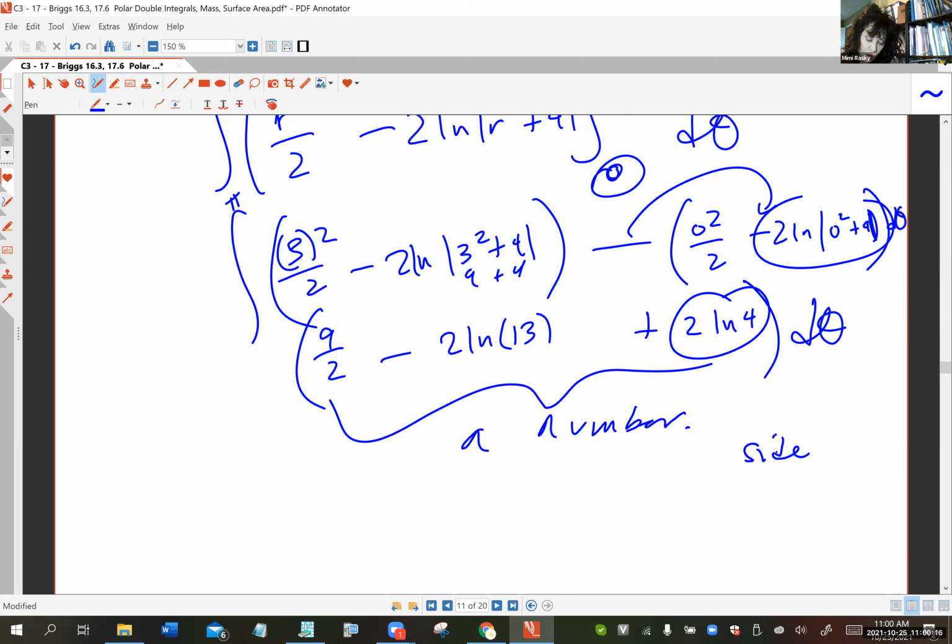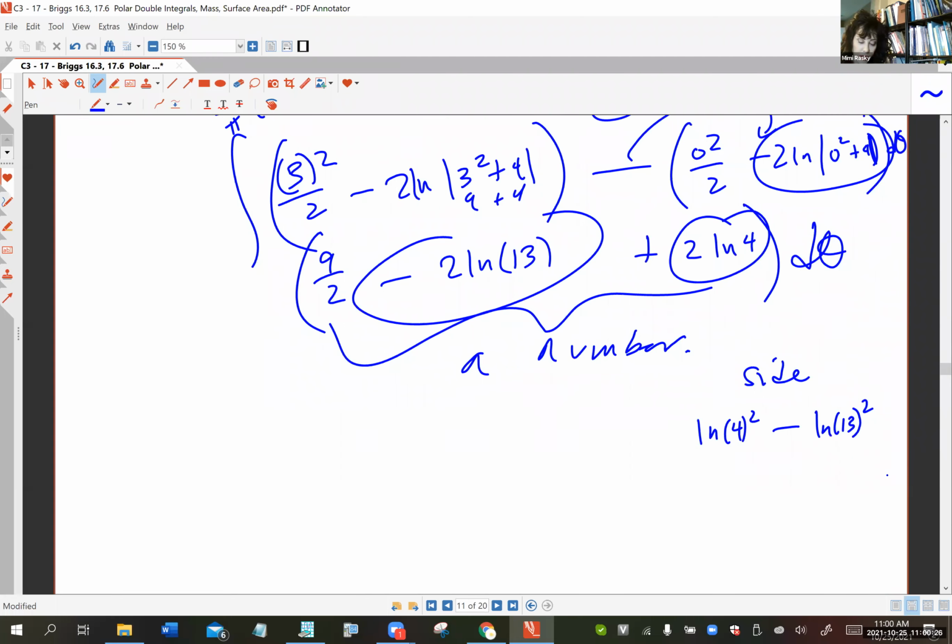2 ln 4 can be rewritten as ln of 4 squared. And then this here, you could rewrite as minus ln of 13 squared. I'm condensing using some log properties. And then this can be condensed into ln of 4 squared over 13 squared, a single log, but that's ln of 16 over 169.